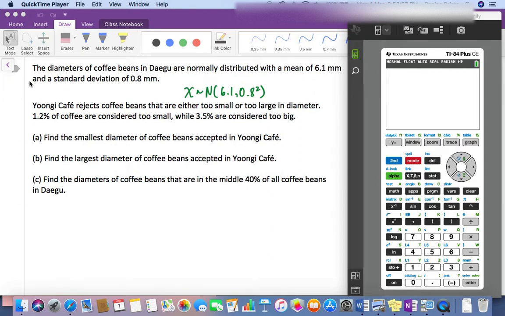I'll use the same problem from last time. I have the diameters of coffee beans being normally distributed with a mean of 6.1 and a standard deviation of 0.8. Again, the notation has to be written in proper mathematical form. Let's say the variable is x, normally distributed, and the second parameter needs to be the variance, not the standard deviation. Yumi Cafe rejects coffee beans that are either too small or too large in diameter, and 1.2% are considered too small, while 3.5% are considered too big. We want to find the smallest diameter of coffee beans accepted in Yumi Cafe.